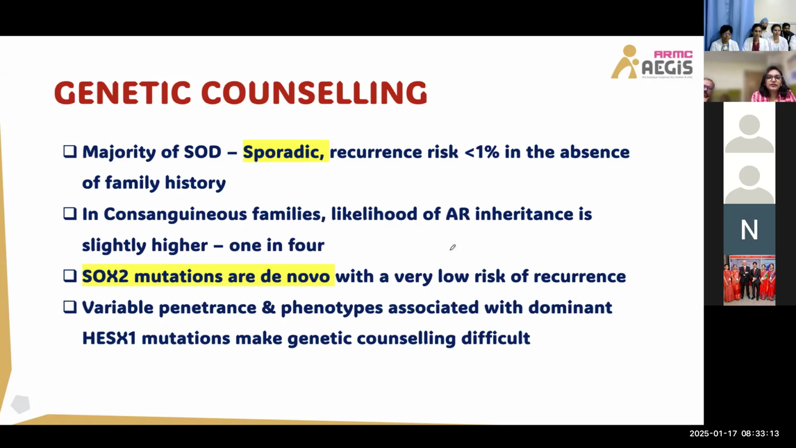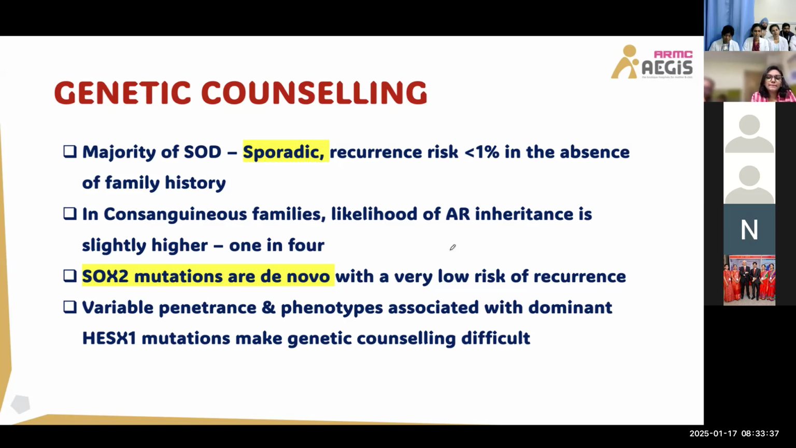So coming to the recurrence part, since most of the septo-optic dysplasia cases are sporadic in origin, the recurrence risk is very low, that is less than 1% in the absence of family history. Whereas in case of consanguineous families, the likelihood of autosomal recessive inheritance is slightly higher, to say at about 25%, even if there are no identifiable genetic mutations among the family members.